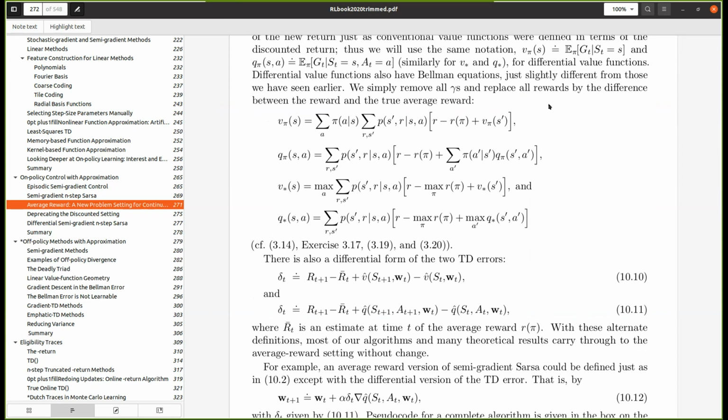So this is just a rewriting of the Bellman equations. Differential value functions also have Bellman equations, just slightly different from those we have seen earlier. The Bellman equation is just an expression of our state value or action value function in terms of these sums, right? Based on transition probabilities and action probabilities, and the value function itself. In this way we recursively define the value of the current state in terms of the value of the next state, and our policy and transition probabilities. And we can do it using this average reward formulation as given by these formulas.